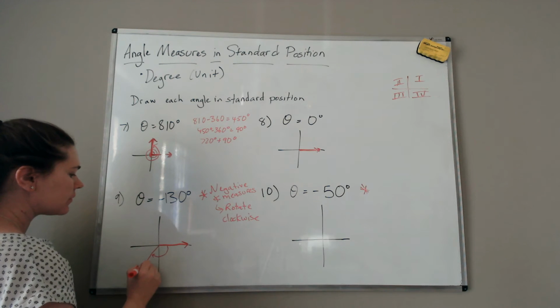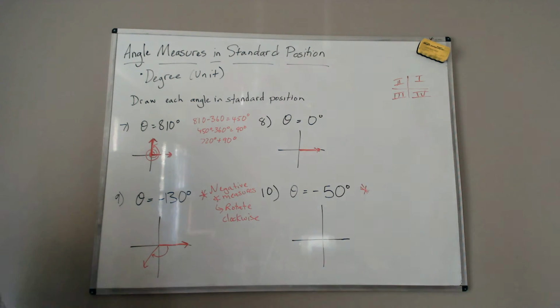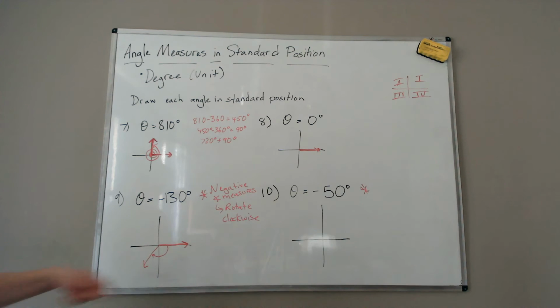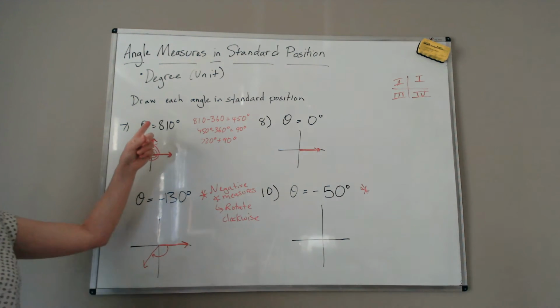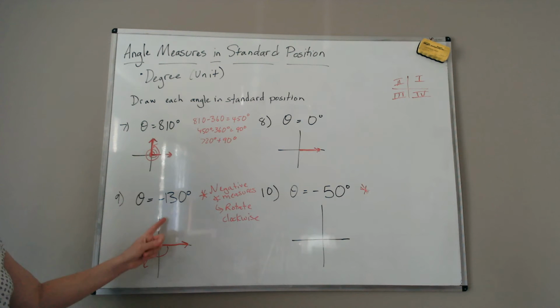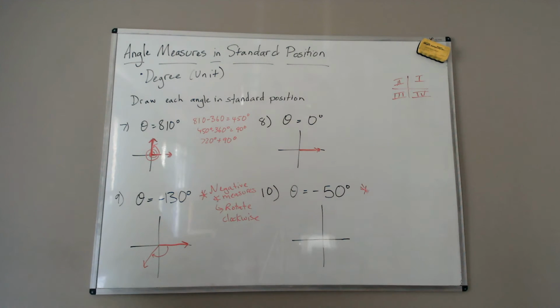Okay. So notice my angle of rotation here is in the opposite direction as number 7, because number 7 angle measures positive, number 9 angle measures negative. And the last one, number 10, theta is negative 50 degrees.